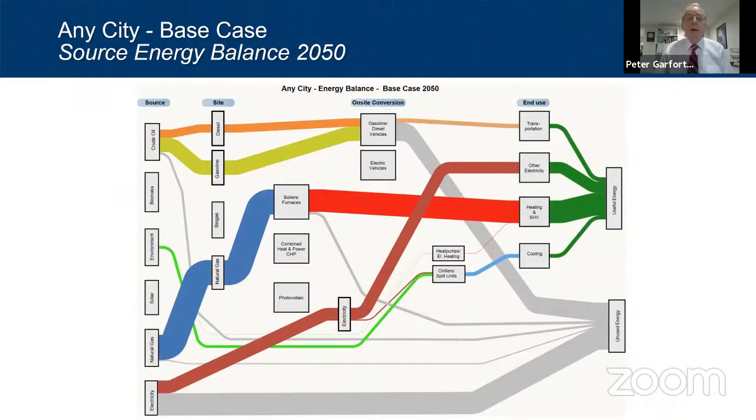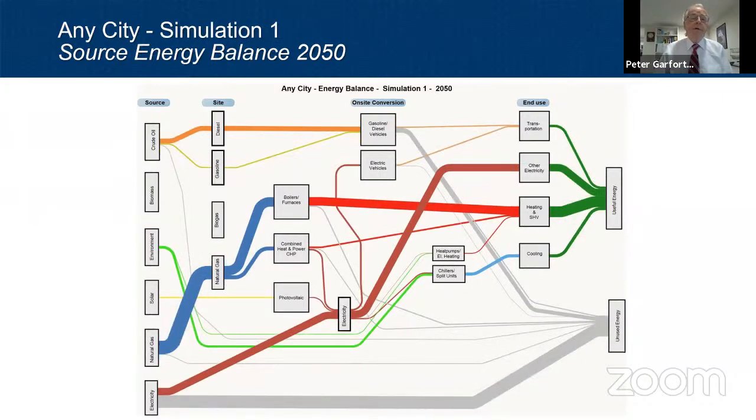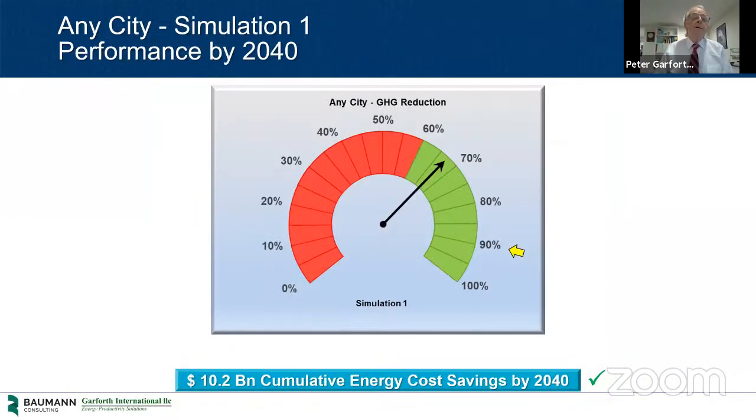Then we can, of course, look at the energy balance. And this is the Sankey diagram of 2050 business as usual. This is 2050 simulated. So any city, simulation 1, headline target communication. It met the community goal of 60% reduction. That little yellow arrow on the right is the 90% 2050 goal. So it's still got a way to go to close the gap, but it's made enormous progress from the baseline, which of course is the 0. And it generates $10 billion by 2040. So we can tick that box and say, broadly speaking, we've hit the big picture economic and environmental targets.